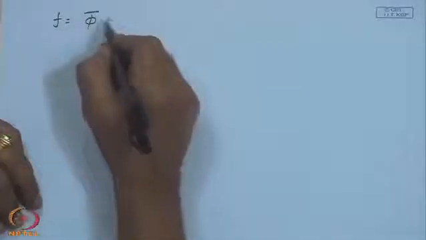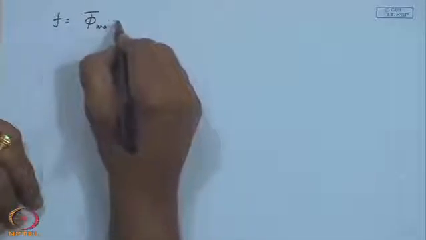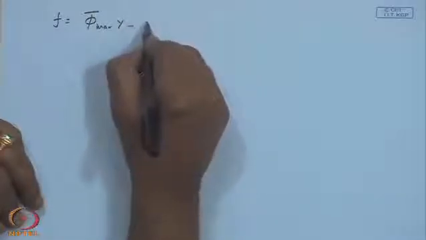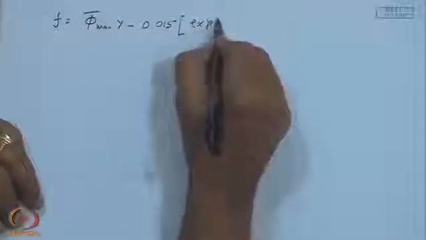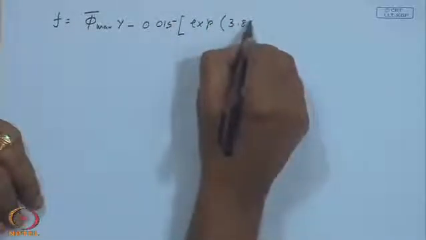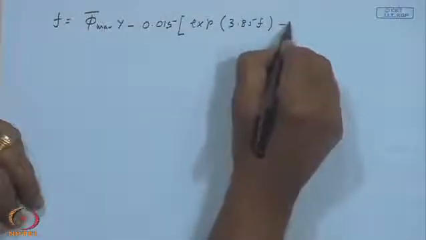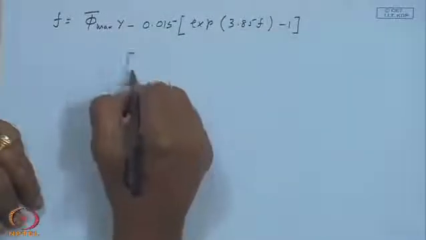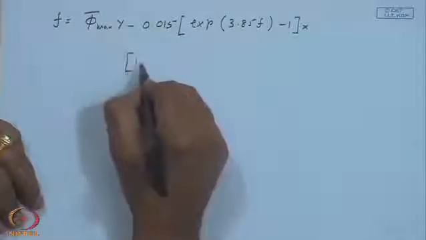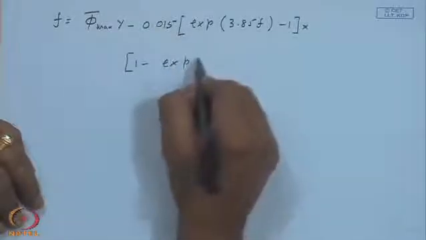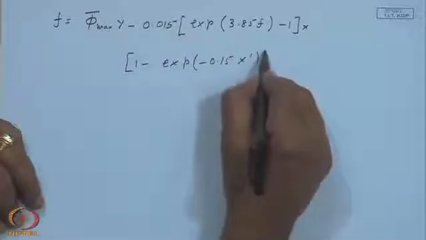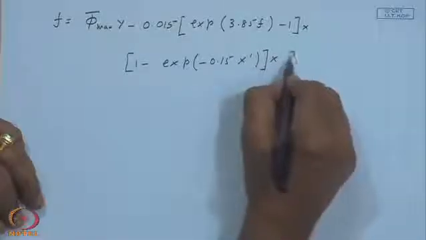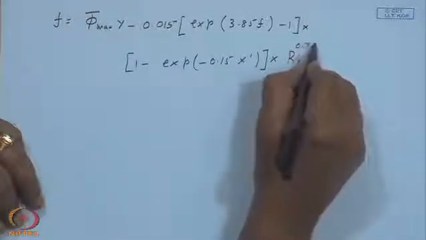So, F is phibar max, Y minus 0.015 exponential 3.85 F minus 1 times 1 minus exponential minus 0.15 X dashed times Rs to the power 0.76.